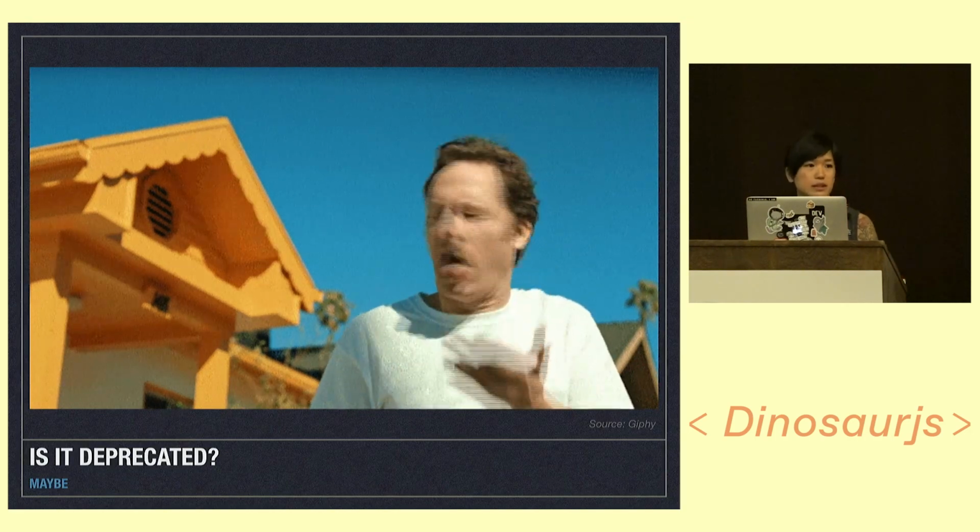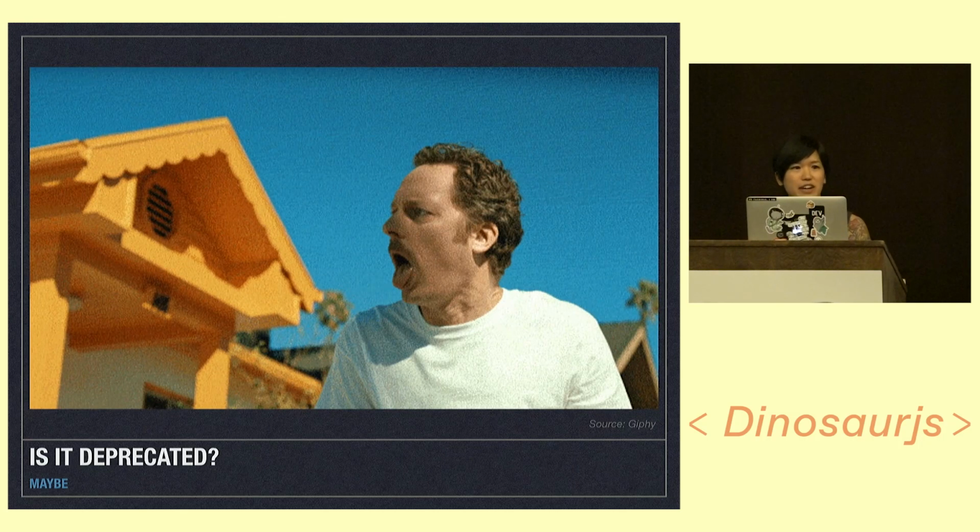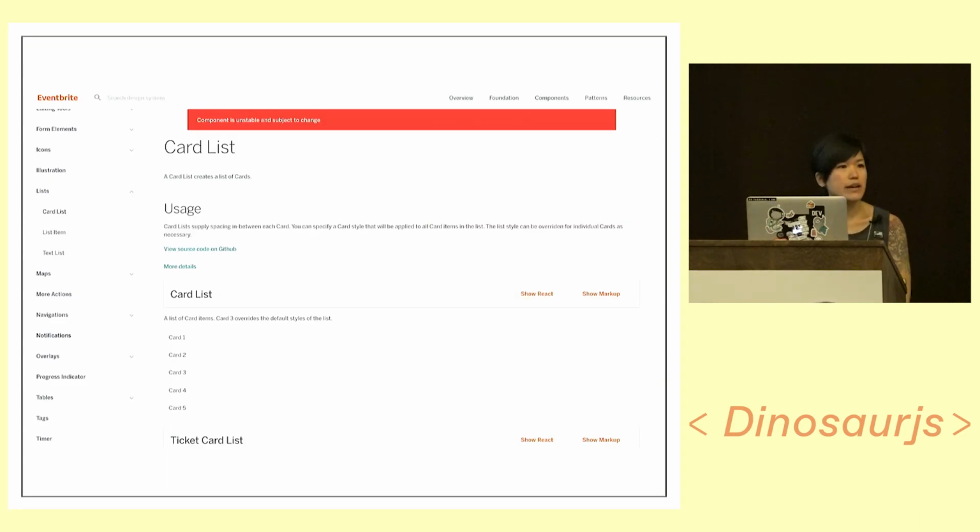Another issue we saw with our design system is being able to tell if a component is deprecated. We see here we have a card list, and there's an alert up at the top of the page, and the alert says, component is unstable and subject to change. But if I'm coming here for the first time, I don't necessarily know what that means. What does unstable mean? What does subject to change mean? Does this mean that this component is deprecated? For me, I know because I've been using this design system, so I know that we shouldn't be using this component. But coming here for the first time, it's really hard to tell where to get more information about this.